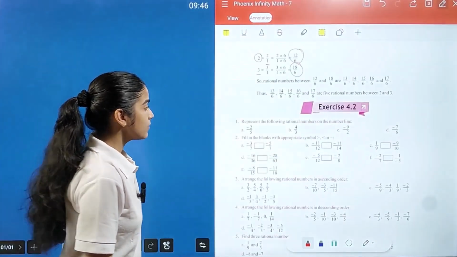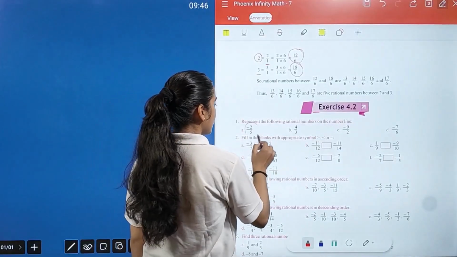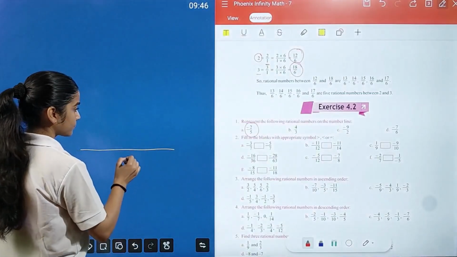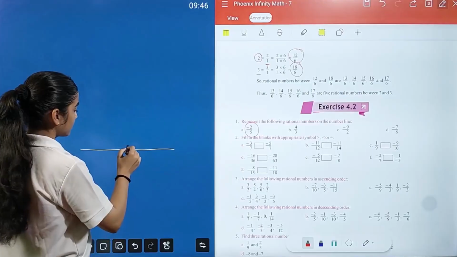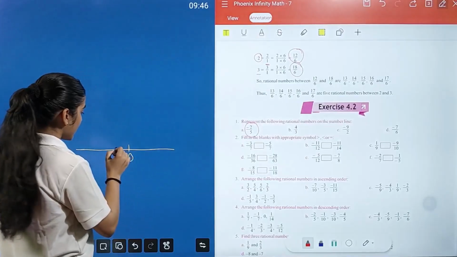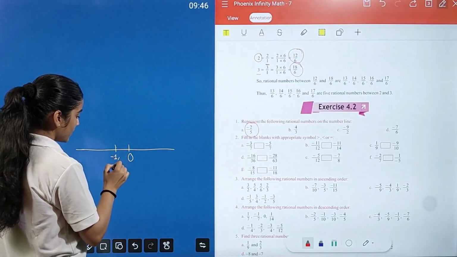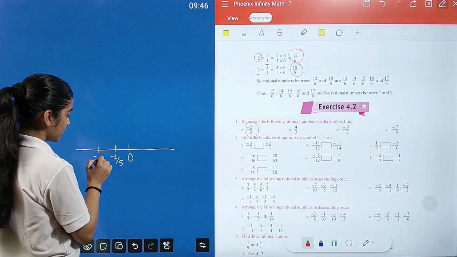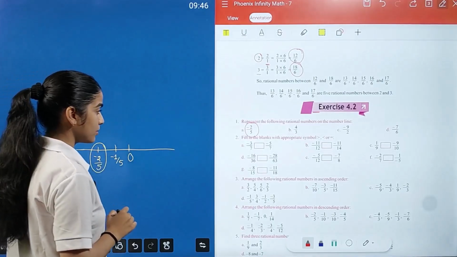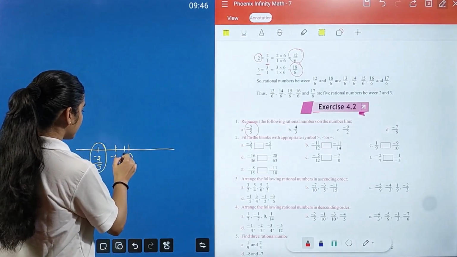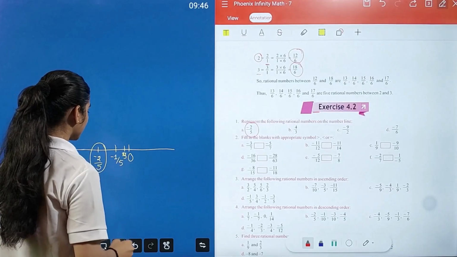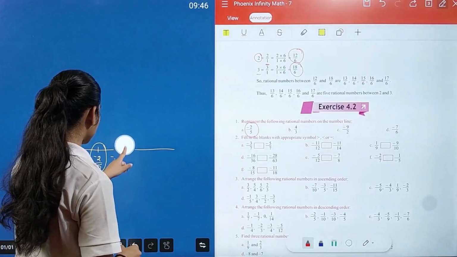Okay. Now represent the following rational numbers on the number line. You have minus 2 by 5. So this should be your minus 1 by 5 and minus 2 by 5. So here is your minus 2 by 5 on the number line. Okay, in the same way you can represent your number lines.